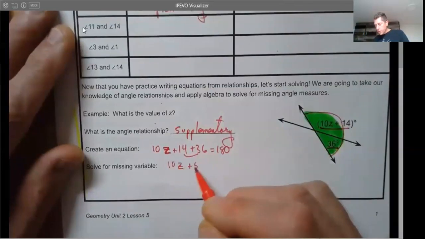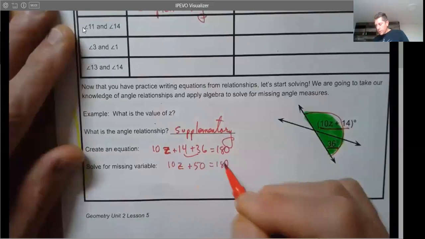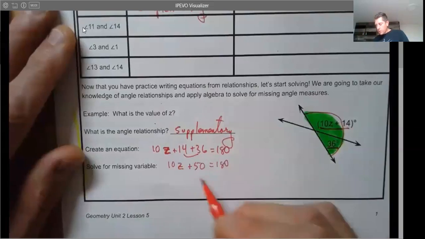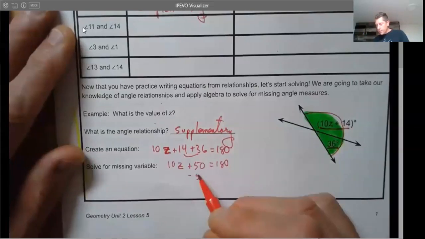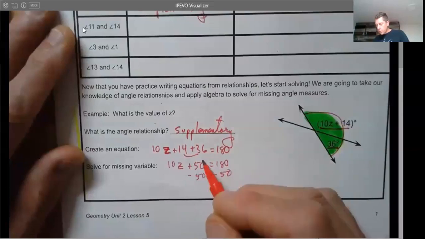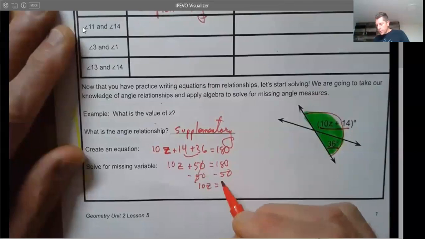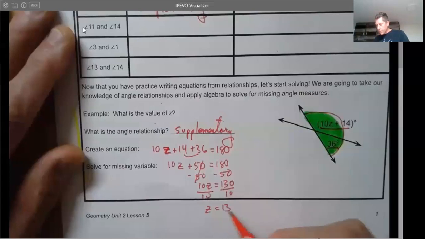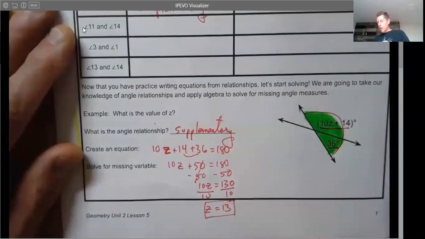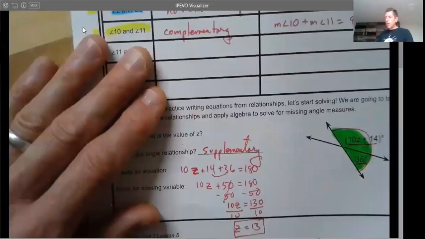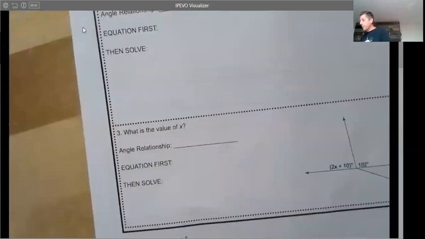All right, so first thing I'm going to do is combine 14 plus 36: 10z plus 50 equals 180. Then I want to get my numbers over here to one side, so I go minus 50. Those are going to reduce to 0. 10z equals 130. So I'm going to divide by 10. z is equal to 13. Put a box around my answer, and we're good. All right, let's try just a few more, and then we'll be done with the video for today.